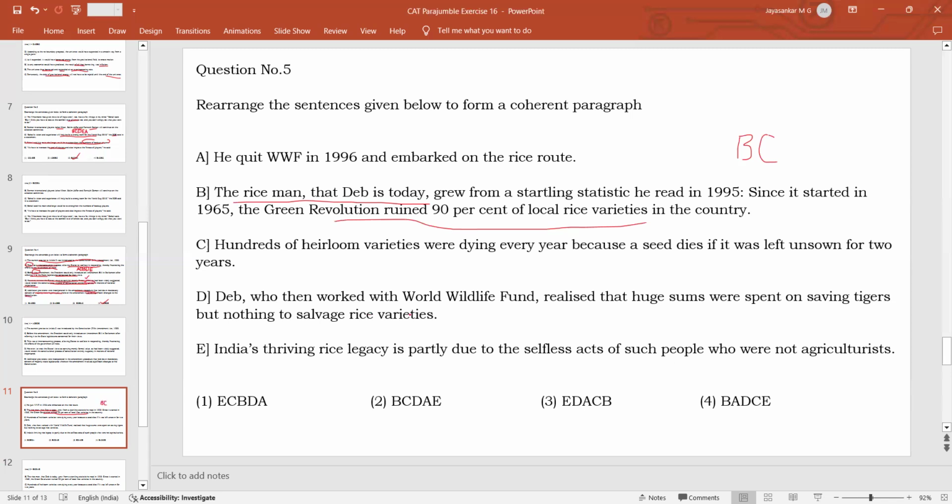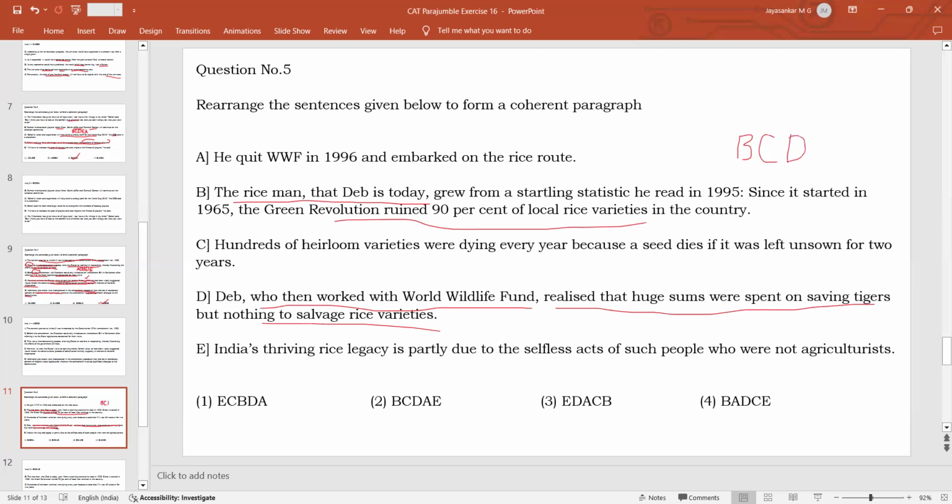Then the reaction of Dev to whatever statistic he read. So he was working in World Wildlife Fund at that time, and he realized that huge sums were being spent on saving tigers, but nothing to salvage rice varieties. So he understood that, since he was working in World Wildlife Fund, he knew that the government was spending a lot of money on saving tigers. But from the statistic, he understood that nothing was done to protect the rice varieties. So this is the next sentence.